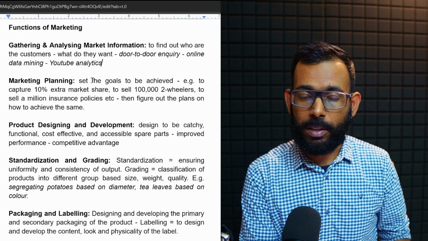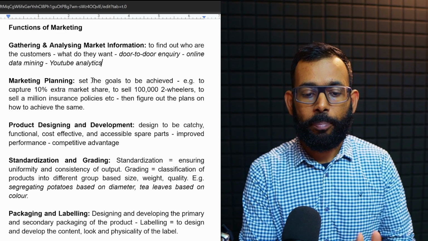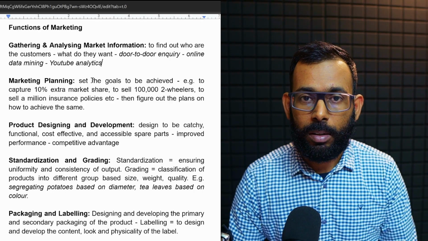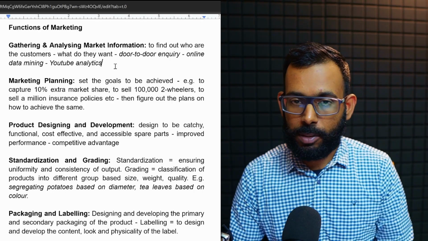Should I give a freebie now? Should I introduce a welfare scheme now? So based on this, they will be able to take the next move if they have enough data about the market first. So that's the first point.